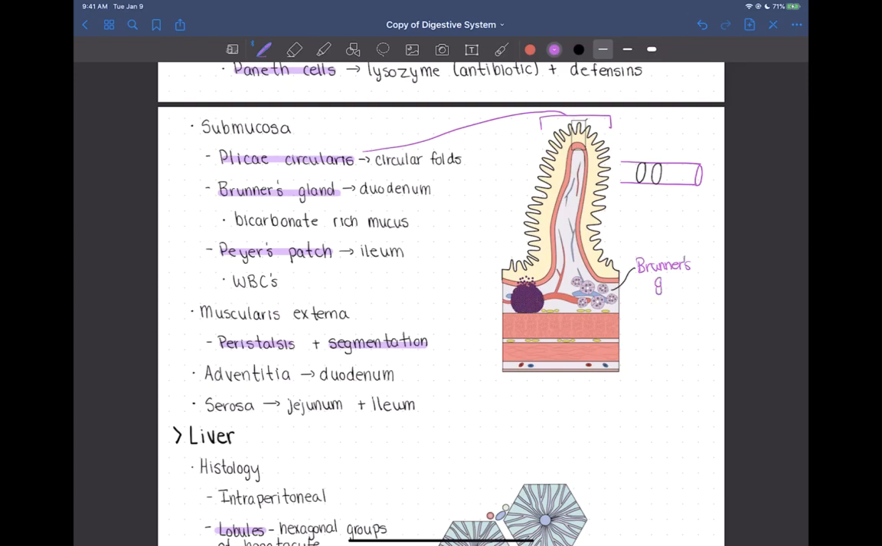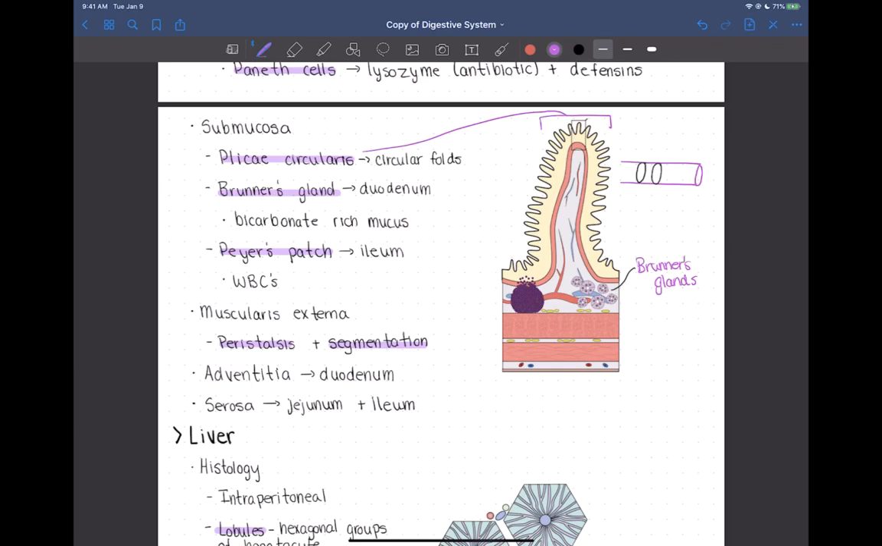And so their job is to help neutralize that acidity coming from the stomach. So they're going to secrete a bicarbonate-rich mucus to help protect the duodenum from that stomach acid.